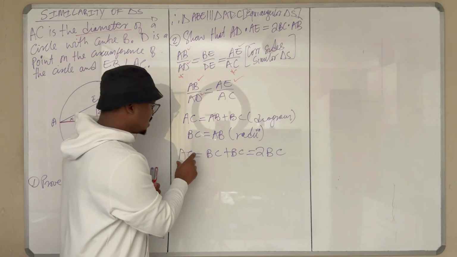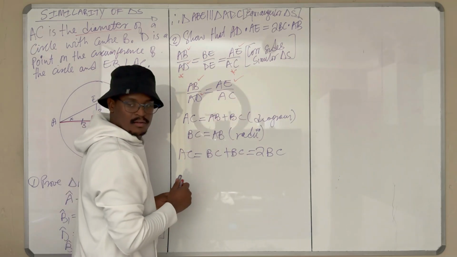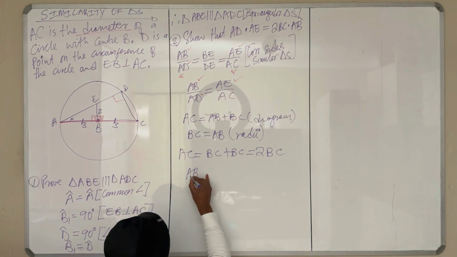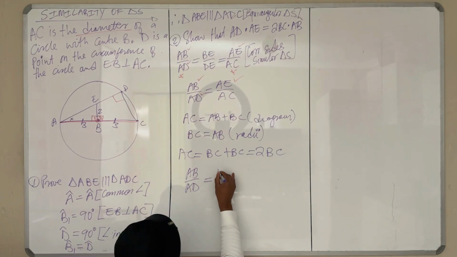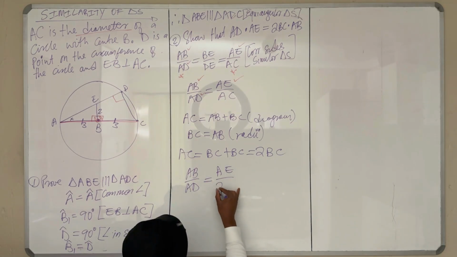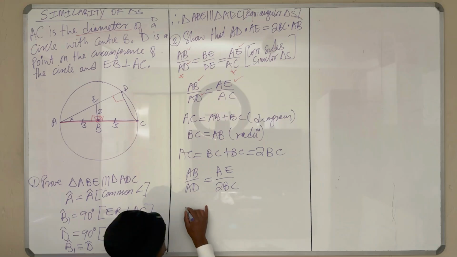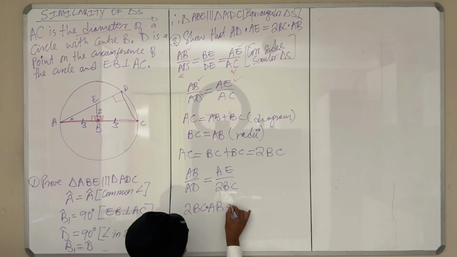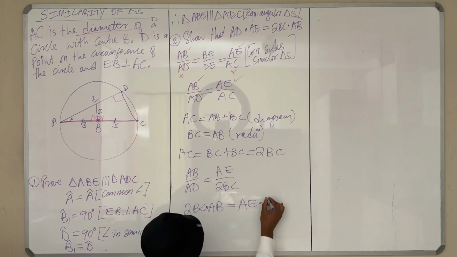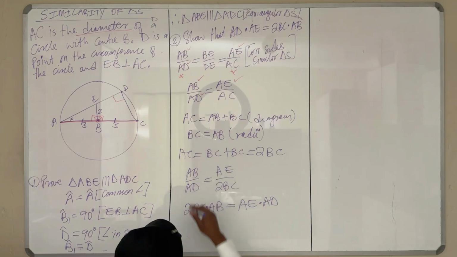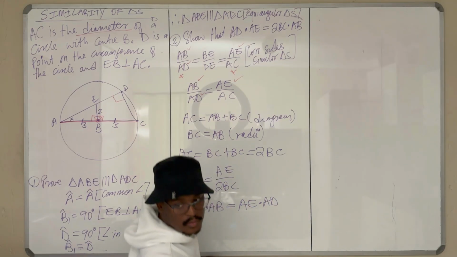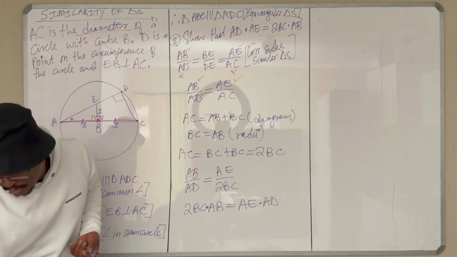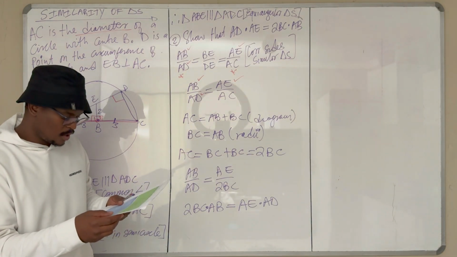So now you can take this AC and put it back here. So we have AB over AD equal to AE over 2BC. And then cross multiply: 2BC times AB is equal to AE times AD. Which is what we were asked to prove. We're done. Are you happy? Similarity.